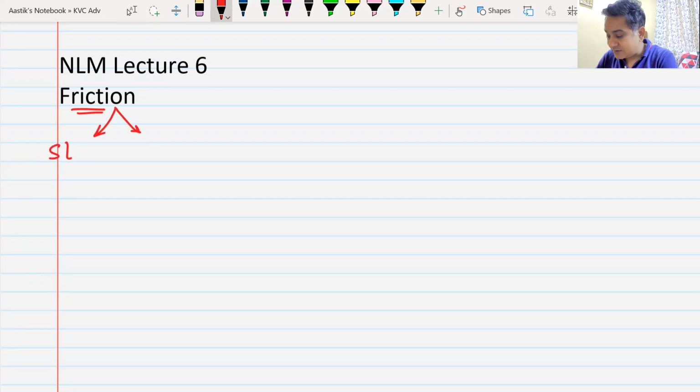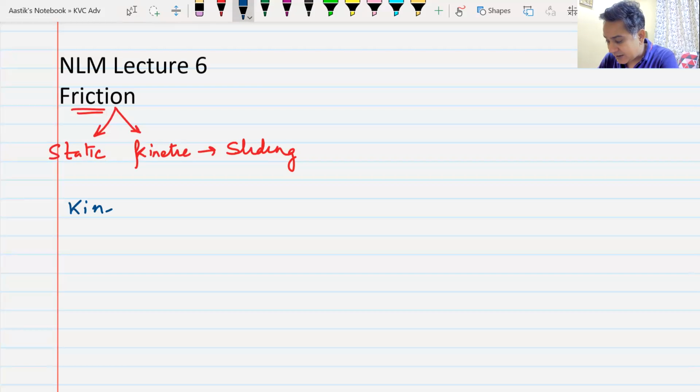One friction is known as static friction, and the other is known as kinetic friction. Yes, sir. Now, this kinetic friction is also sometimes known as sliding friction, and we will first deal with the sliding friction. So we'll first write the heading: kinetic friction.